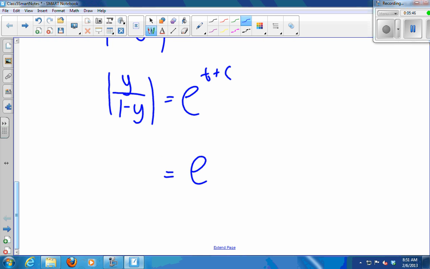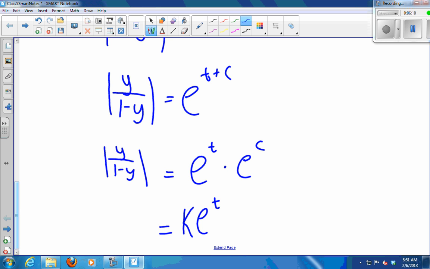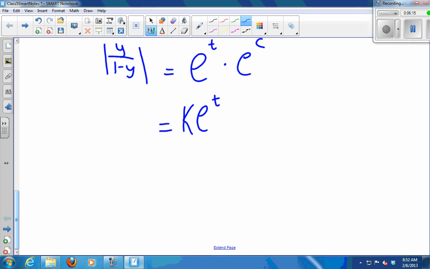Which we do this little trick that we've been doing over and over again. Rewrite e to the t plus c as e to the t times e to the c. And then e to the c becomes some new constant, k. My new arbitrary constant. And then because k can take on every value, positive and negative, I can drop the absolute value bars without putting the plus or minus in front of the k, because that would be redundant.